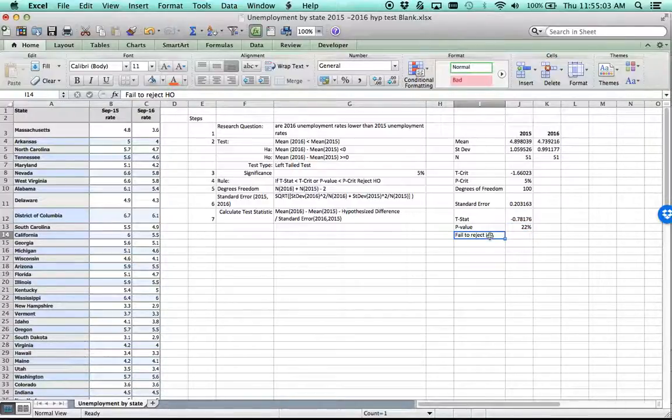So by failing to reject, what we're saying is that the population mean of unemployment rates for 2016 may in fact be greater than or equal to the population means from 2015. And so there's no real statistical evidence that unemployment rates have gone down this year. And that concludes this calculation part of it. I will do a little bit of a PowerPoint presentation and move this data over so you can see how I would explain the test in a separate video.